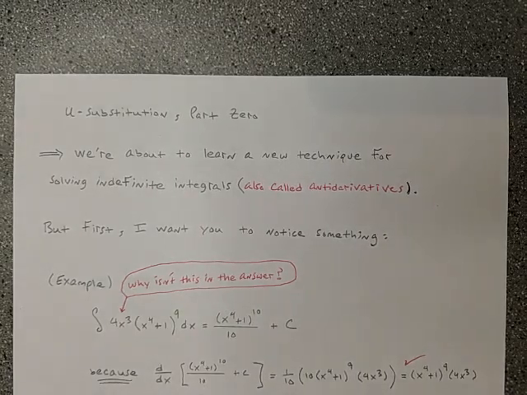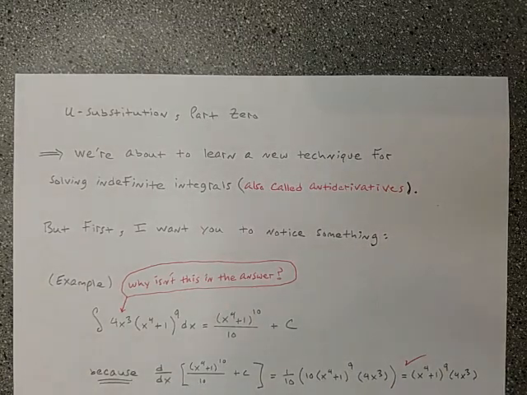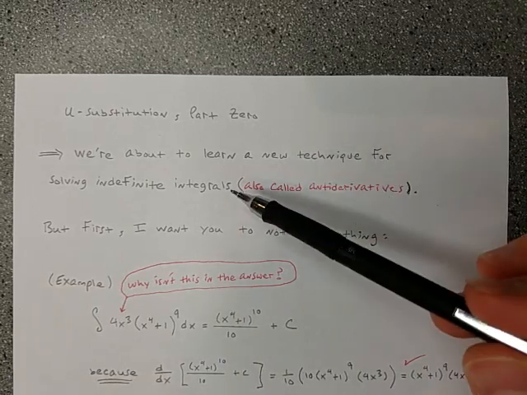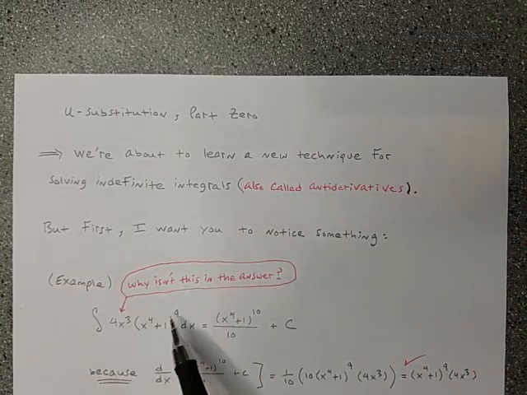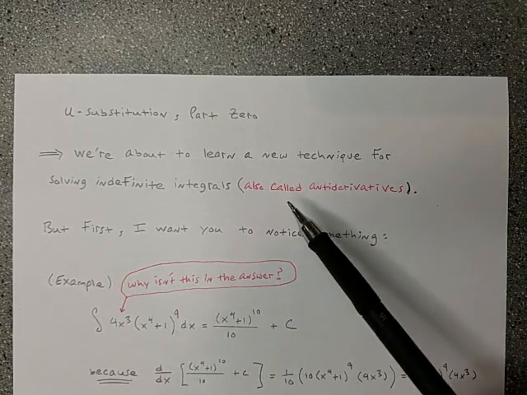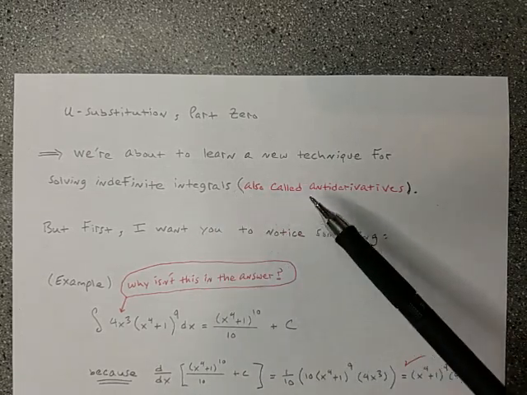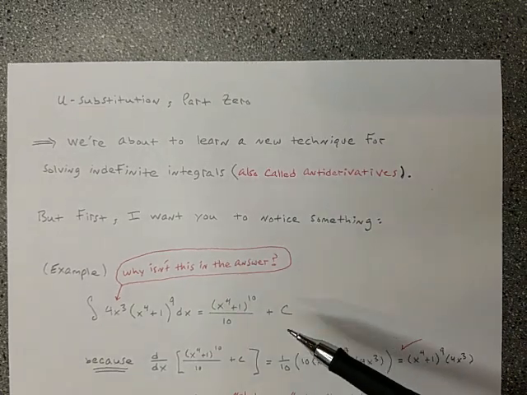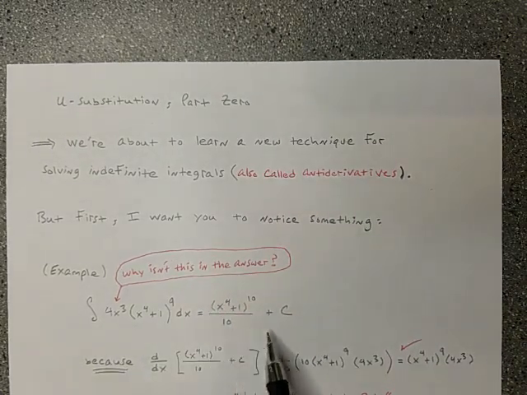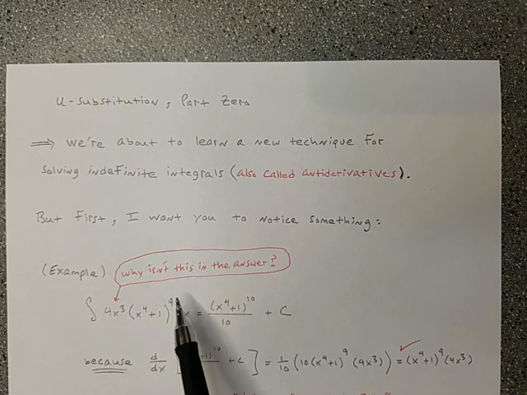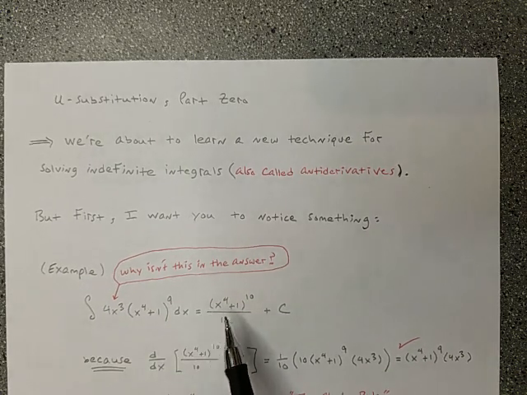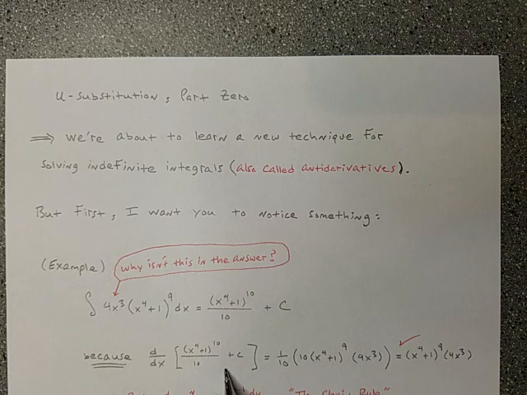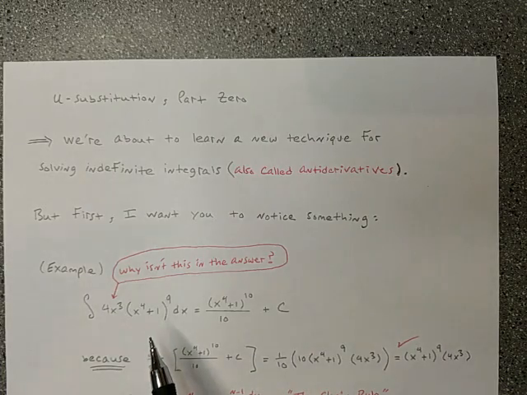Okay, everybody, so we are about to learn a new technique for solving indefinite integrals. And an indefinite integral is something like this. You could also call an indefinite integral an antiderivative. And when I say that, of course, all I'm saying is that if this here is the answer to that, then if I take the derivative of this, I should get back what I started with over here, okay? All right, that's why we call it an antiderivative.